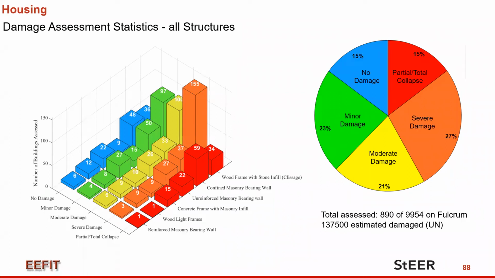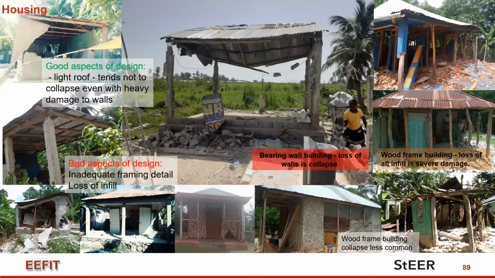Next, please. Here are some damage examples. Light roofs are very beneficial. In cases with heavy damage to walls, the roof doesn't tend to collapse. On the other hand, inadequate framing and loss of infill appear as bad aspects.